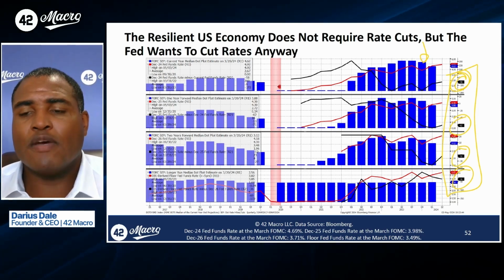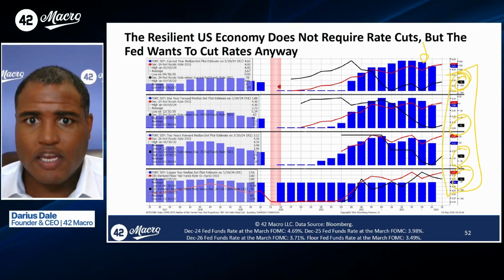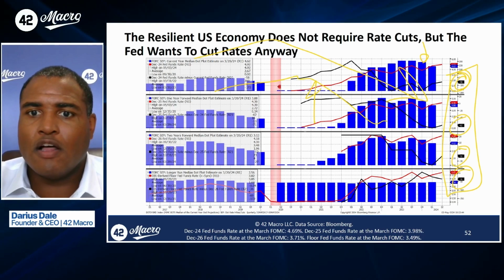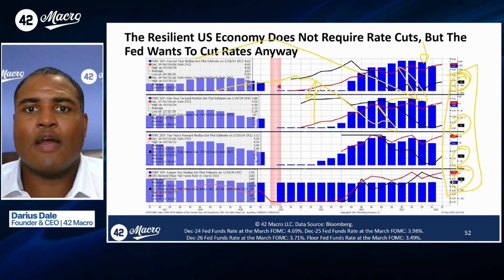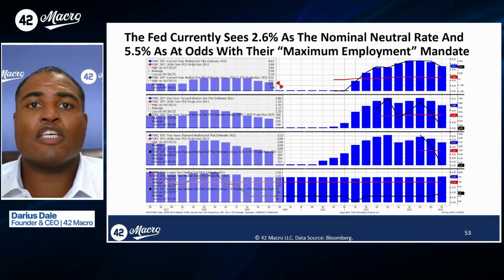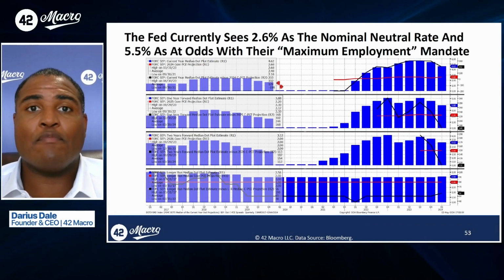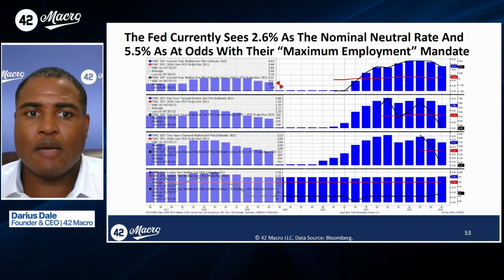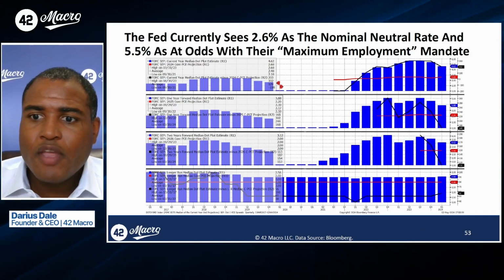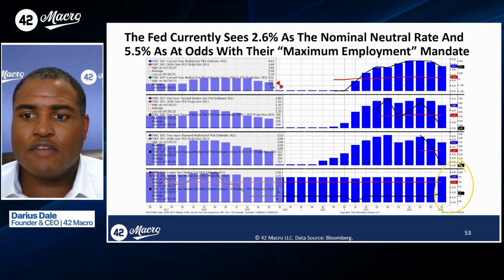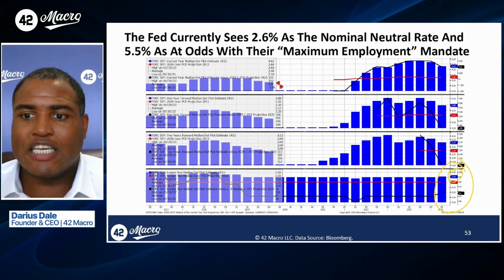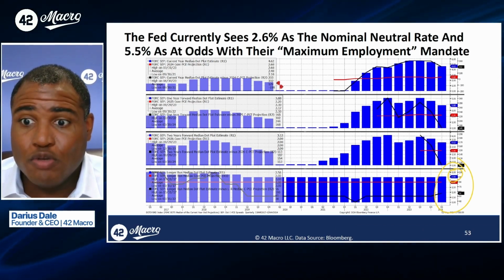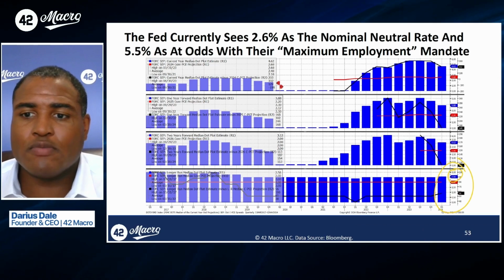So we've seen hawkish movement, but it's still a dovish leaning, dovishly sloped forward rate curve, even though it's gotten more hawkish over the last 6 weeks, since the March FOMC. The Fed currently sees 2.6% as the nominal neutral rate, and 5.5% as at odds with their maximum employment mandate. And that 5.5% obviously is the current Fed funds rate, the upper bound of that. In our opinion, the Fed thinks this is the neutral rate, or some version of this, because remember the March dot plot, it went up by 6 basis points, so it's not moving a lot. So the preponderance of committee members think something close to 2.56% is the neutral Fed funds rate.